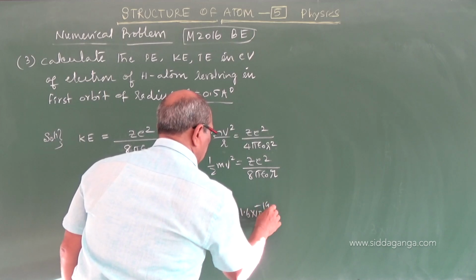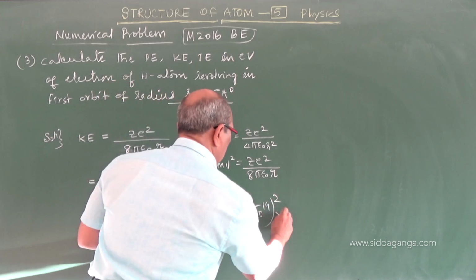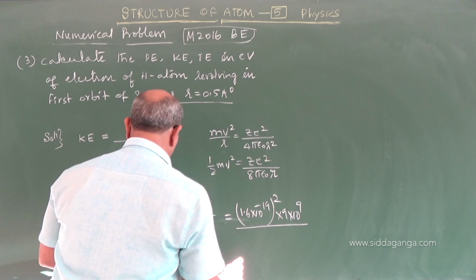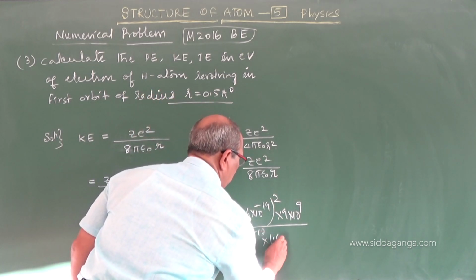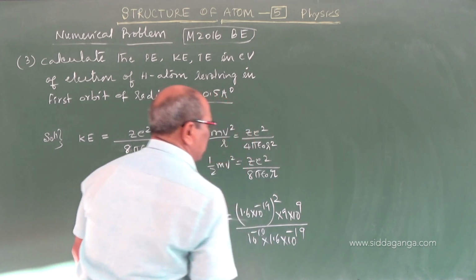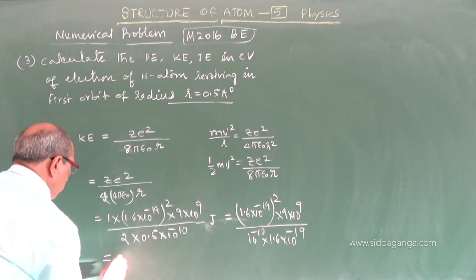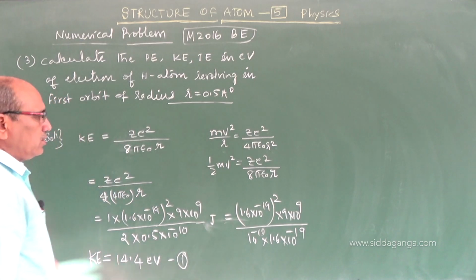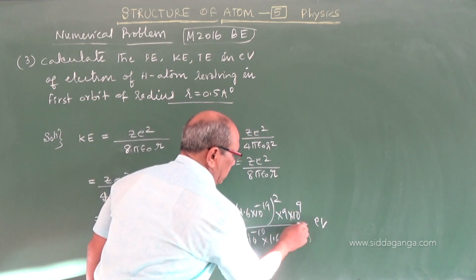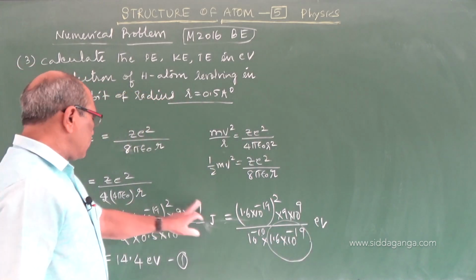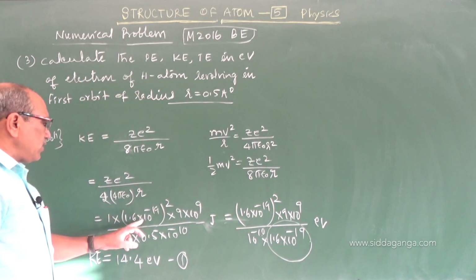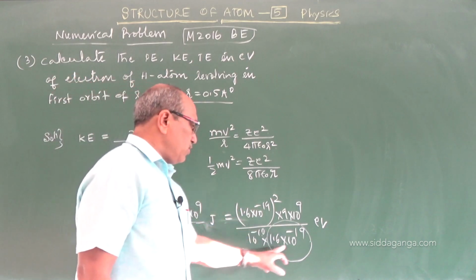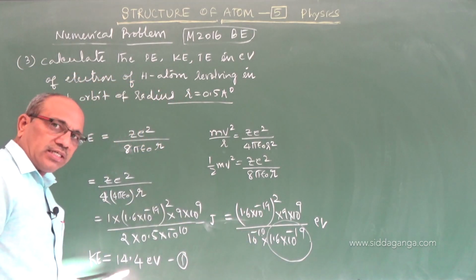1.6 into 10 power minus 19 whole square into 9 into 10 power 9 divided by 0.5 into 2 is 1, 10 power minus 10 into 1.6 into 10 power minus 19 divided by that, answer comes in terms of electron volt, that is becoming 14.4 electron volt. Joules to EV converted by dividing by this value. Otherwise answer is as it is substituted. Z is 1, E value, 1 by 4 pi value 2 and radius value. Divide further by 1.6 into 10 power minus 19 gives you answer in EV.